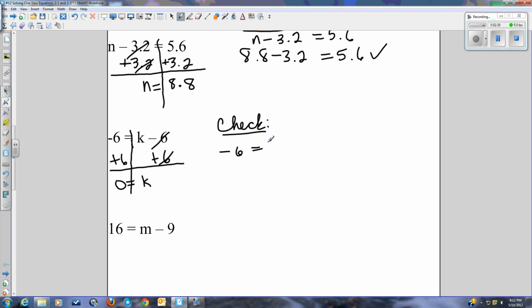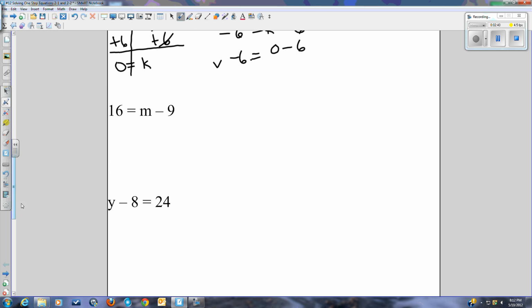If you want to check it, which you should, take your equation and plug 0 in place of k. Is 0 minus 6 equal to negative 6? Absolutely, that checks out. So let's keep going. We aren't going to check every single one of them here. I'll leave you to do that.